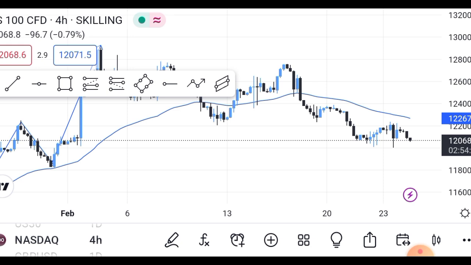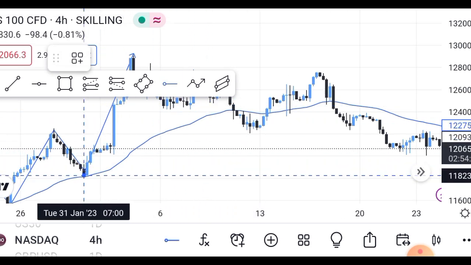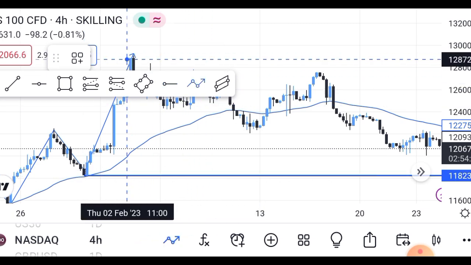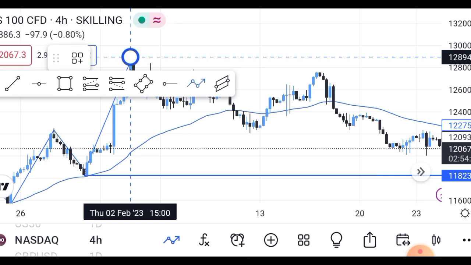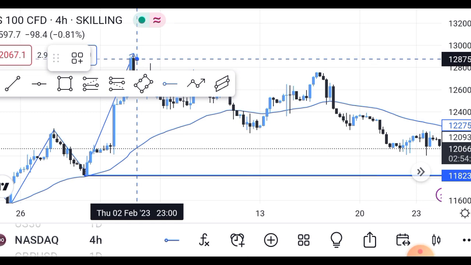We learn. If you say this market is in an uptrend, you are right. You get the concept. If you say this market is in a downtrend, you are totally wrong. Why? Now we have our previous low here, and we have what? Our previous high. We have our previous high here.